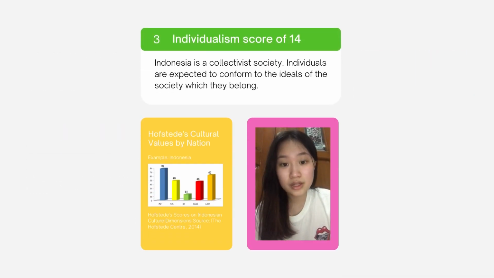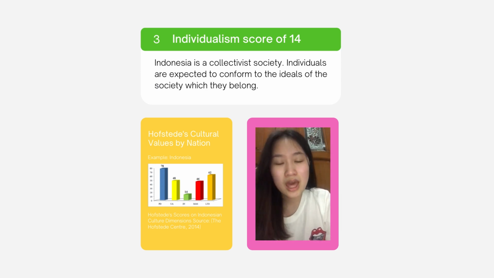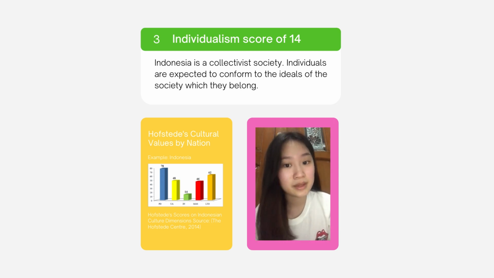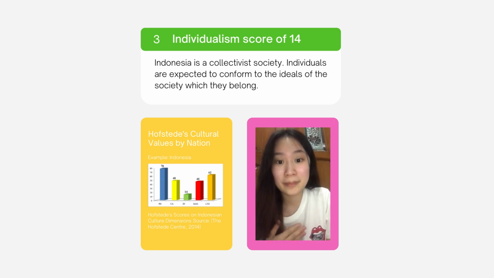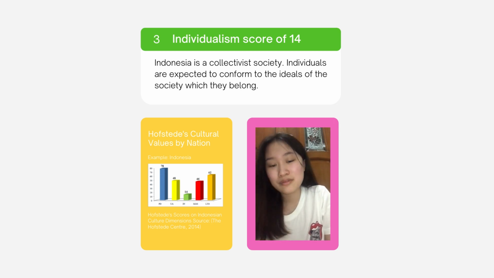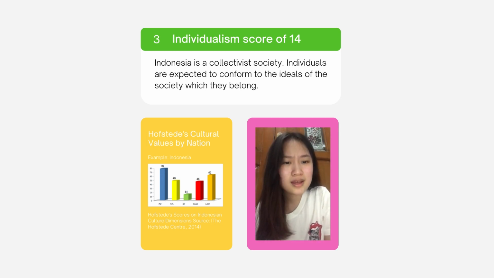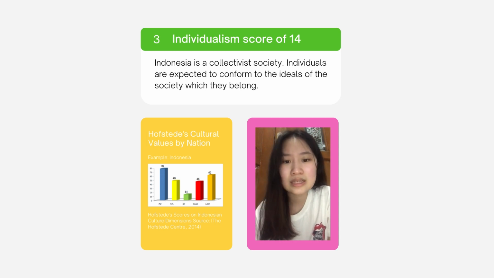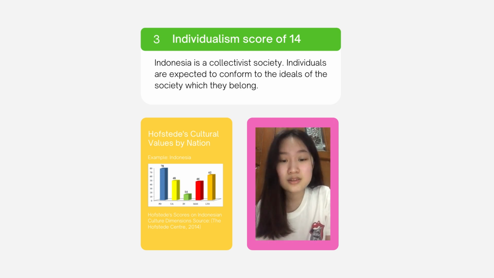Indonesia scores 14 on individualism. This means Indonesia is a collectivist society. Individuals are expected to conform to the ideals of the society which they belong to. For example, as an Indonesian child, I am committed to my parents and so are they to me. This means the parents expect their child to make their life easier later when they are older. This is why you rarely see elders or grandparents in nursing institutions, but instead their children or grandchildren take care of them at their homes.